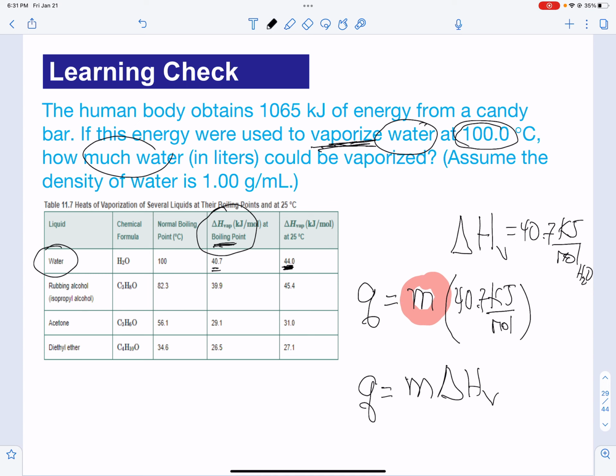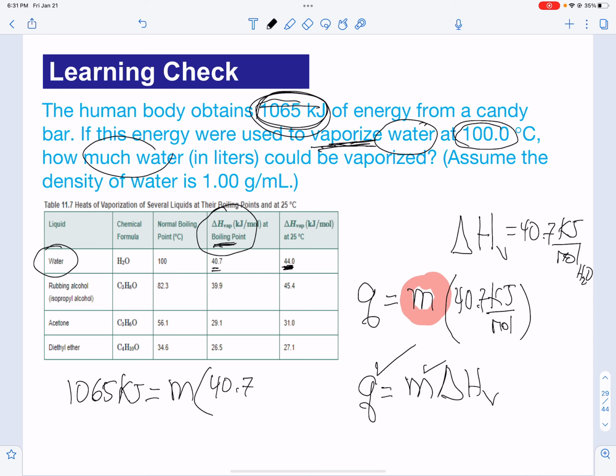And it's asking us to find the amount that can be vaporized when this energy is required or used. So basically what it's telling us is Q, which is the energy, is going to equal the amount times the heat of vaporization. And we're talking about water in this case.